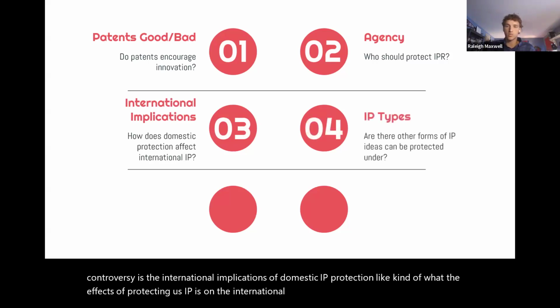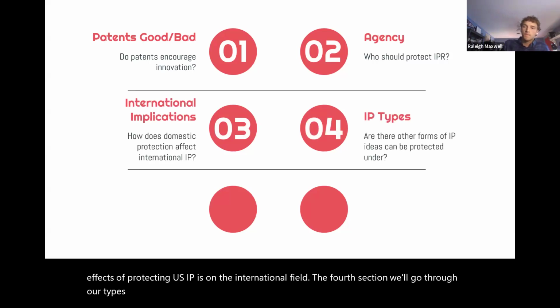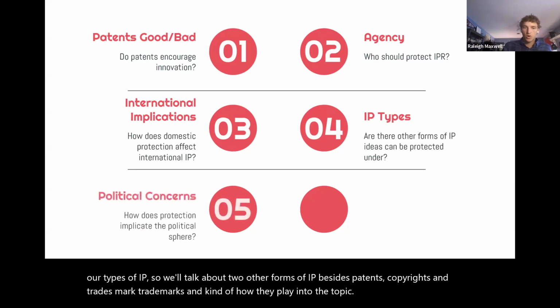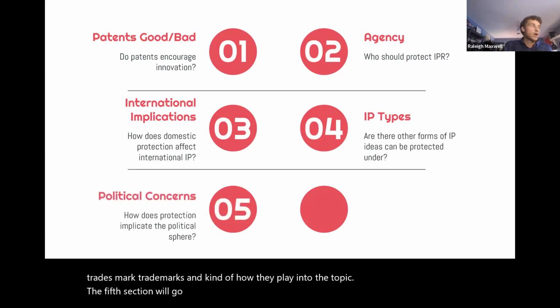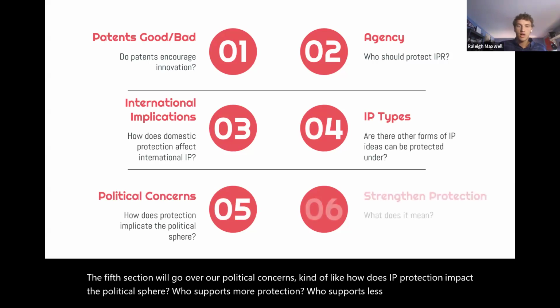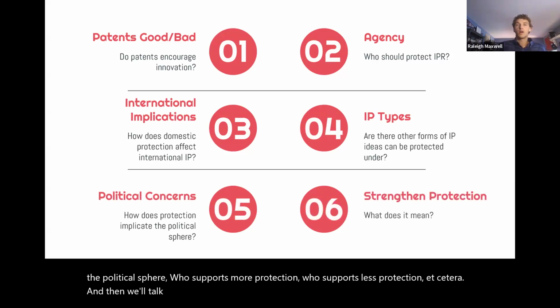The fourth section we'll go through is types of IP. We'll talk about two other forms of IP besides patents, copyrights, and trademarks, and how they play into the topic. The fifth section we'll go over is political concerns. How does IP protection impact the political sphere? Who supports more protection? Who supports less protection, etc. And then we'll talk about what strengthening protection means.